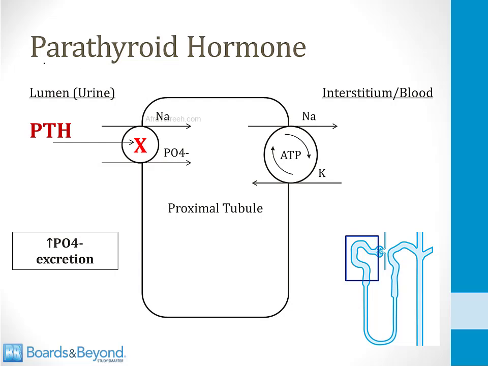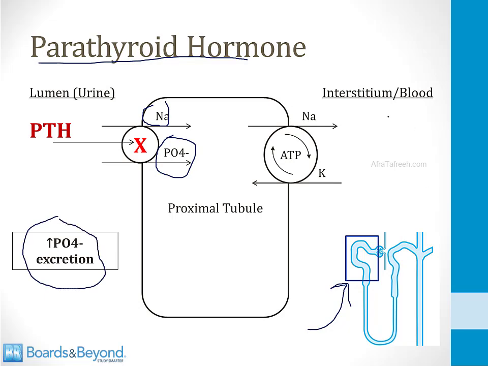Here's a depiction of the effects of parathyroid hormone on the proximal tubule of the nephrons. Parathyroid hormone inhibits a sodium phosphate cotransporter found in the proximal tubule. This leads to more phosphate being trapped in the urine and thus being excreted with the urine. This will lead to a decrease in the phosphate level in the serum.